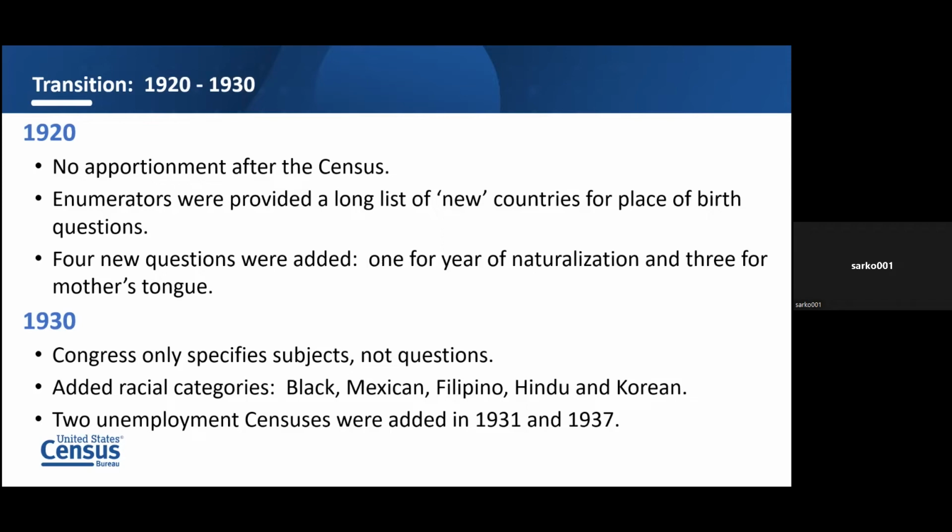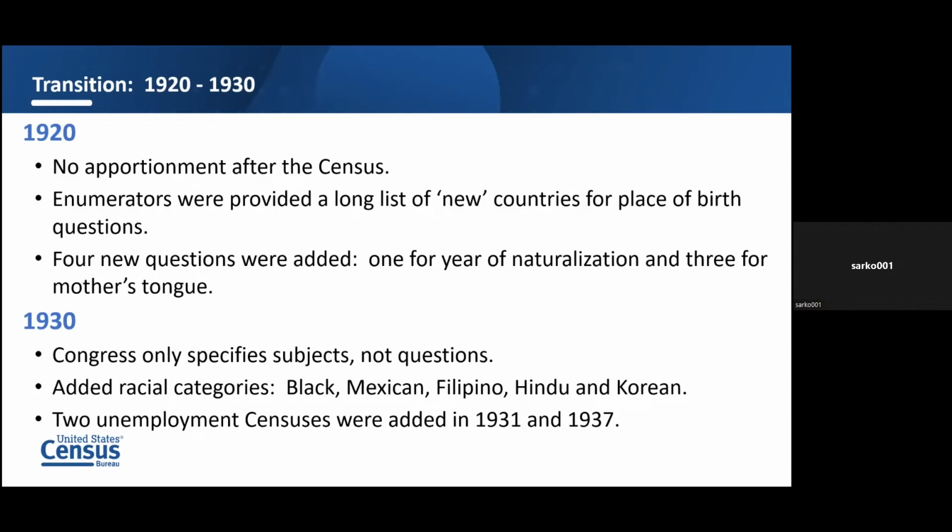We added new questions about naturalization and the mother's tongue. We would ask where you were born, where your mother was born, where your father was born, because one of the statistics they were interested in was they were trying to find out where the immigrants were coming from, where they were going to, how many people were native born, and have one parent who's foreign born versus native born.